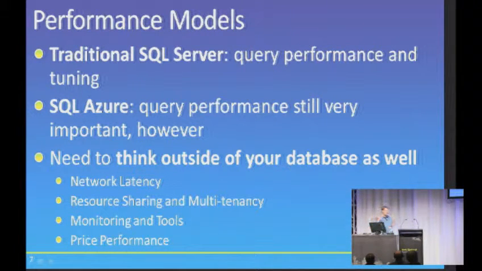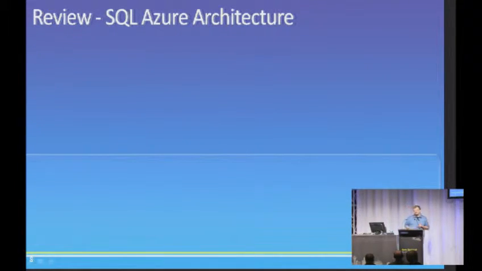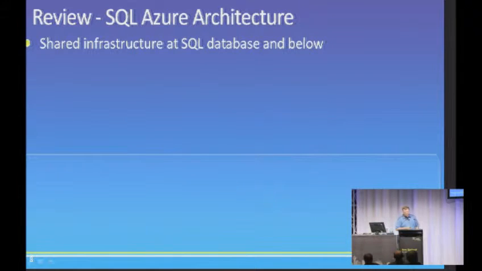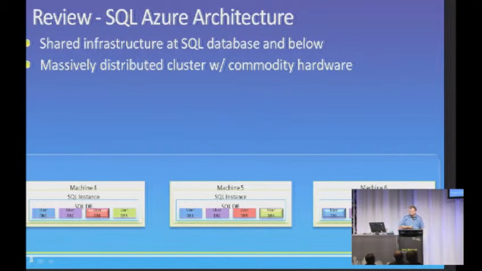But then we like to say, you need to think outside the database. You need to start thinking about things like network latency, resource sharing, and multi-tenancy. So what exactly does that mean? It's best if we take a look at the overall SQL Azure architecture and how this is all put together. It's shared infrastructure, it's a multi-tenant system, and it's on a massively distributed cluster with commodity hardware.